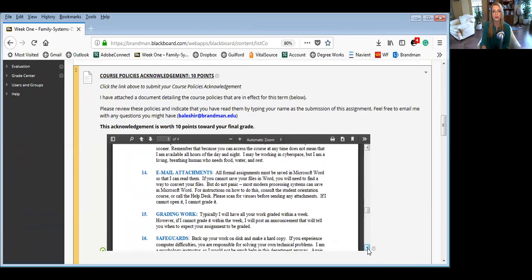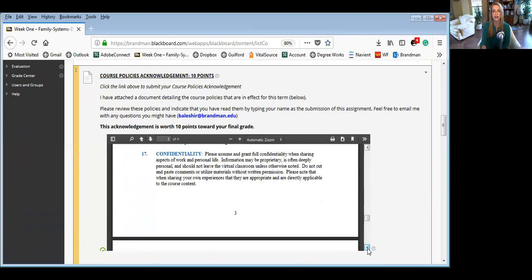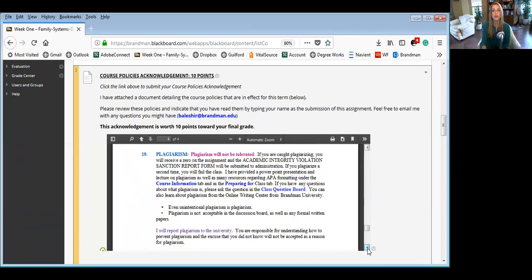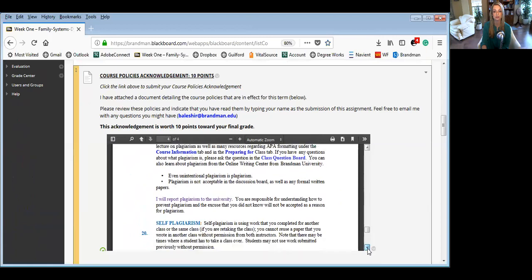General email, responding to email, email attachments, grading, confidentiality, overall ethics, plagiarism. Plagiarism is an important topic. You need to be aware of the guidelines regarding plagiarism, just to make sure that you don't get caught up in any type of potential academic integrity violation.